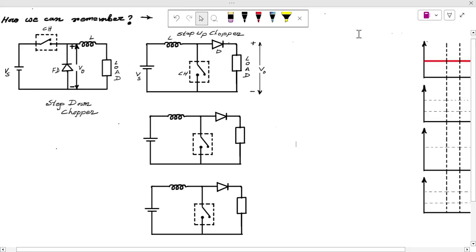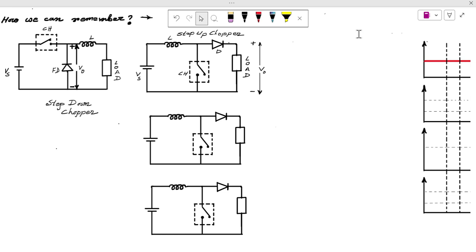Last lecture I discussed how we can remember to draw a step-up chopper. Today I will discuss the step-up chopper circuit diagram and its operation along with waveform and small derivations. How we can say this is a step-up chopper, the level of voltages from where we can step the voltages, and how much we can step the voltages. These all topics I will cover in this lecture.